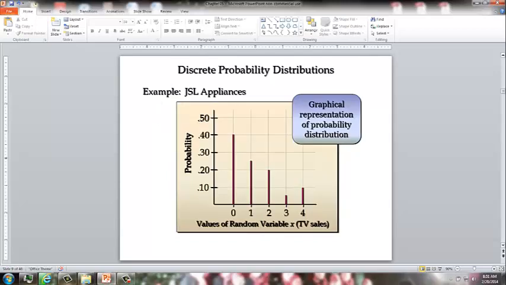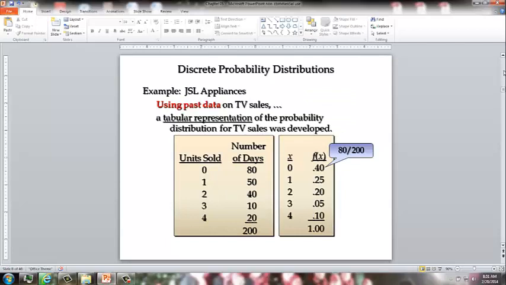And this is the graphical version of the appliance store's possible sales of TVs. So the way to interpret this is there is a 40% chance that no TVs will be sold. That's the 0.4. There is a 5% chance that 3 TVs will be sold on that day, and so on. Now this is a case where we use observation or past data in order to construct a relative frequency.